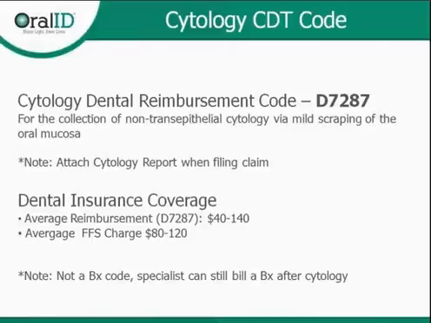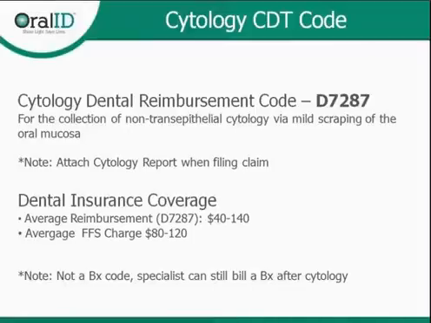So D7287, you file that once you get the report back. So don't file it the day that you collected the sample. Wait till you get the results and attach it and file it. That's going to help with reimbursement. Reimbursement rates that we have been told of are between $40 and $140. So I don't know what amount you guys need to attach, but $40 to $140 is kind of the range for insurance filing for cytology for dental.